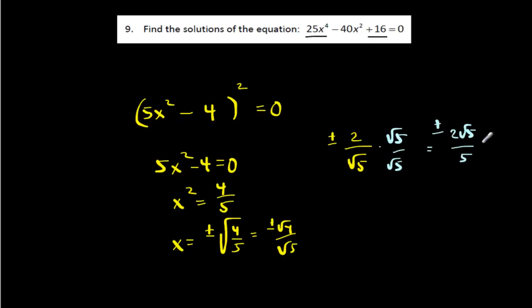Now if I only took these two, that would mean that there would be 2 zeros, but we know that there's going to be 4 solutions based on the highest exponent. Remember, the 5x squared minus 4 was a double root in and of itself. So this is a double root and a double root. So 2 root 5 over 5 is a double root, and negative 2 root 5 over 5 is a double root. That's going to give you 4 solutions.